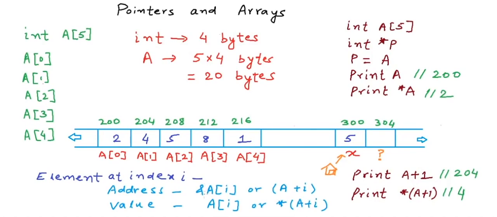Now this is an important concept. We can write ampersand ai or a plus I for each other and they mean the same, and we can write ai or asterisk a plus I for each other and they mean the same. The address of the first element in the array can also be called the base address, and a, simply using the variable name a, gives us the base address of the array. Let us now see some code examples and try to solidify our concepts further.